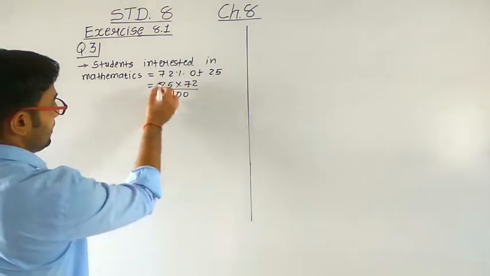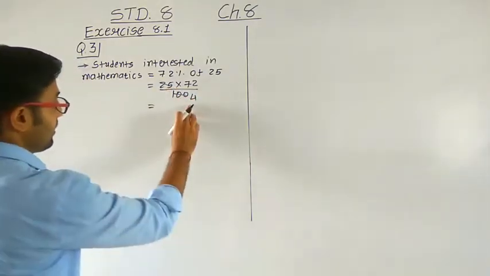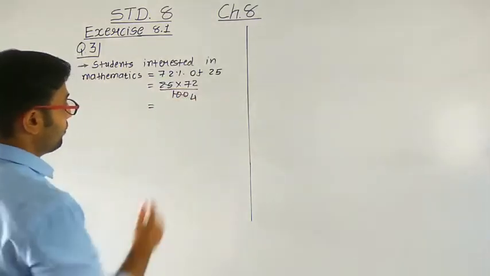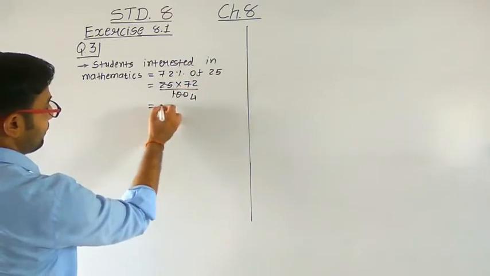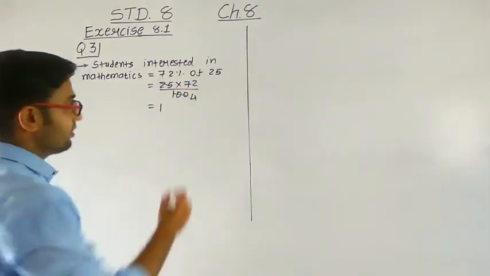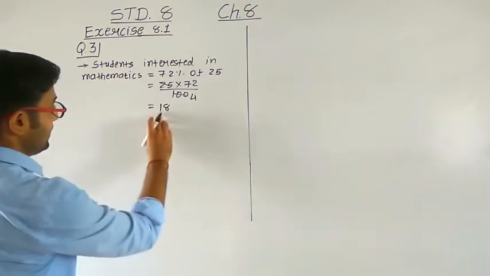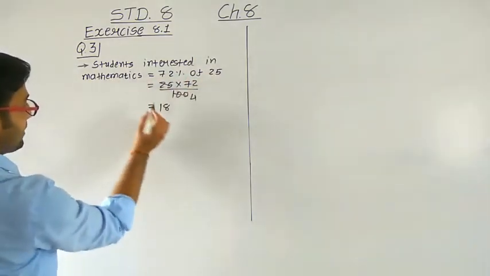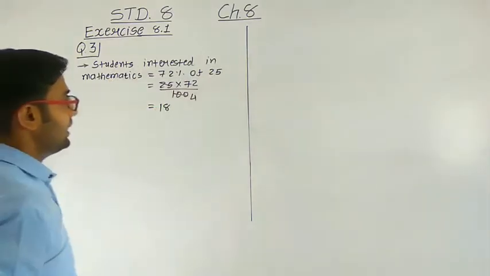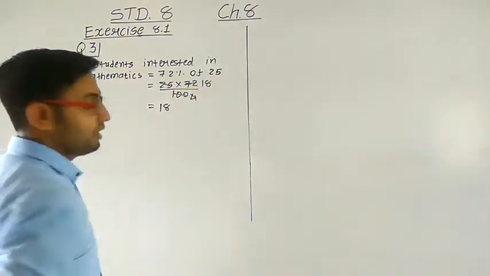So when we cut it, we get 25 for the 100. Now when we cut this 72 with the 4, what will we get? 4 ones are 4, 3 is the remainder, 32 is there, so 4 eights are 32. So we get 18. That is the number of students interested in mathematics, which is equal to 18.